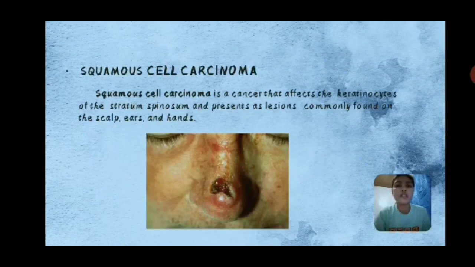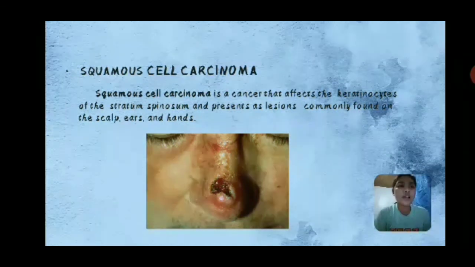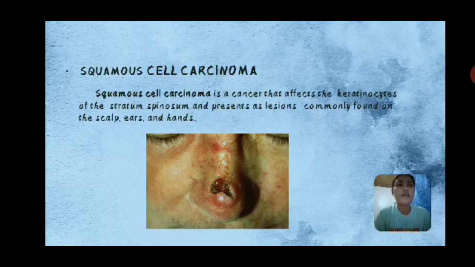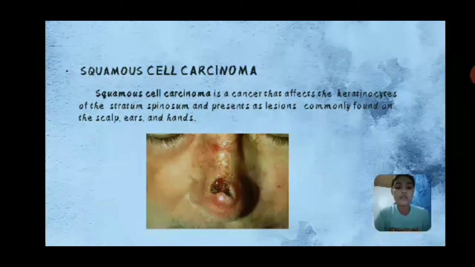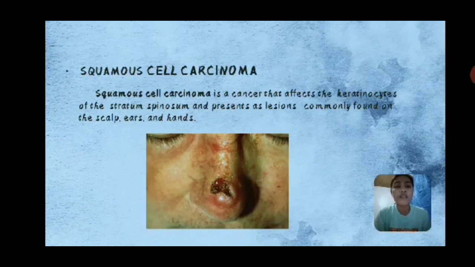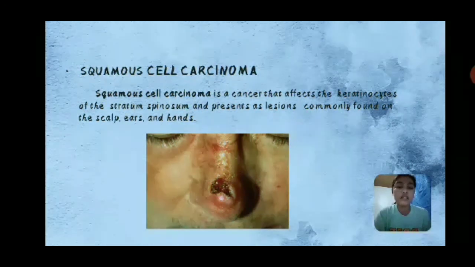Next is squamous cell carcinoma. It is a cancer that affects the keratinocytes of the stratum spinosum and presents as lesions commonly found on the scalp, ears, and hands. It is the second most common skin cancer. It is more aggressive than basal cell carcinoma. If it's not removed, this carcinoma can metastasize.